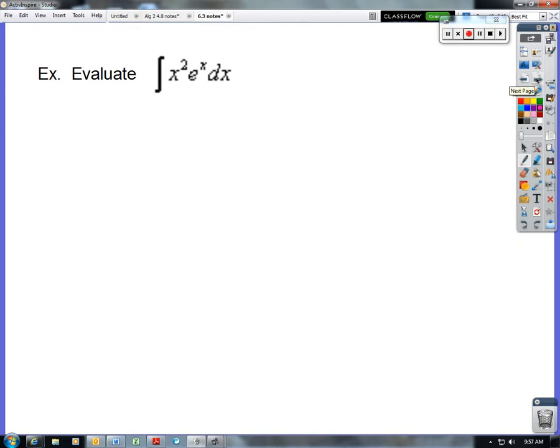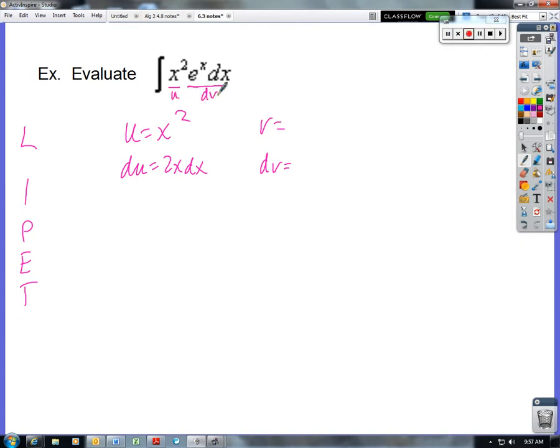Okay, here's another one. Let's LIPET it. So what we've got here is we've got a polynomial and we've got an exponential. So once again, the polynomial, the x squared, is going to be our u. Our du automatically is 2x dx. Automatically, I'm going to have a v and a dv. Since this is my u, this is my dv right here. The integral of e to the x is e to the x, so that's my v.